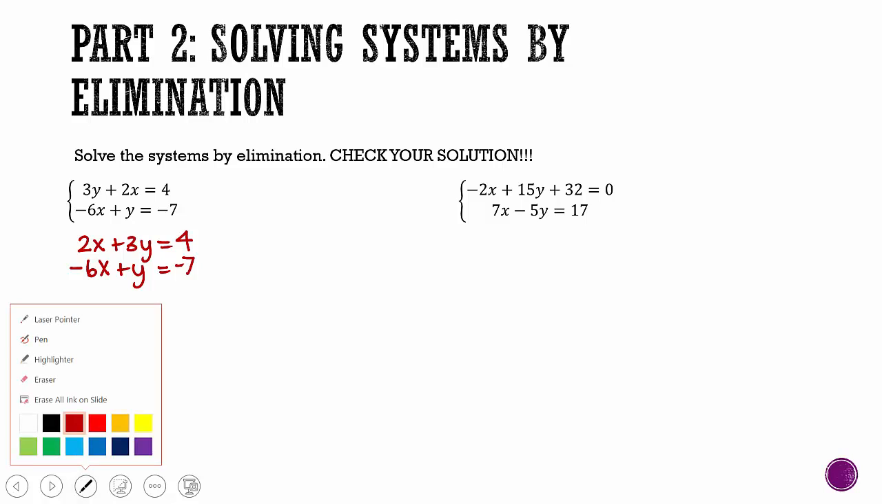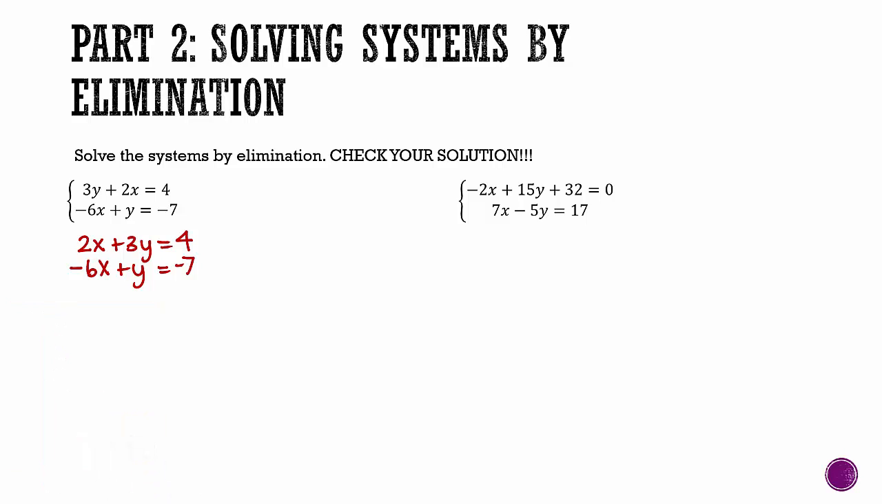So I'm going to take a look at my x's here. One of them's 2x and one of them's negative 6x. I can turn 2 into 6 by multiplying it by 3. And in math, we can't just go multiplying one thing by 3. We got to multiply everything by 3. So I'm going to multiply 2x by 3 and get 6x. I'm going to multiply 3y by 3 and get 9y. And I'm also going to multiply 4 by 3. So it gives me 12.